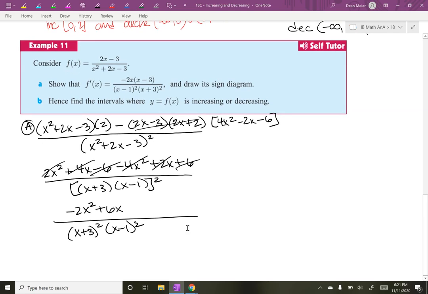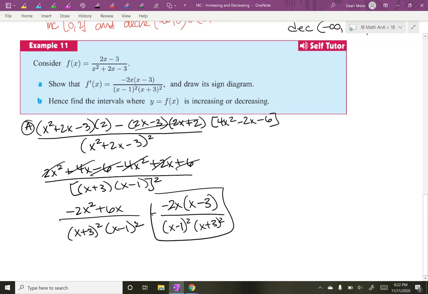And now I can finally give them their answer, which is pull out the negative 2x and show us that it's x plus or minus 3. And it is. So I feel pretty good. x minus 1 squared, x plus 3 squared. So that agrees with their answer. Check. And I would say, therefore, and there it is. And draw a sign diagram.